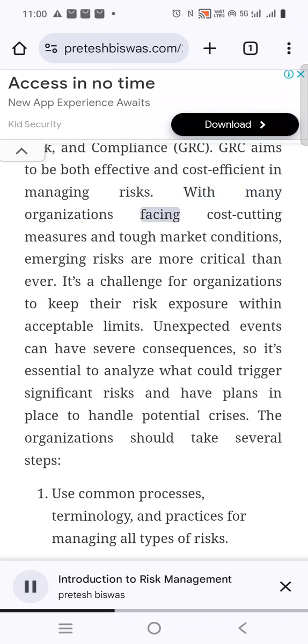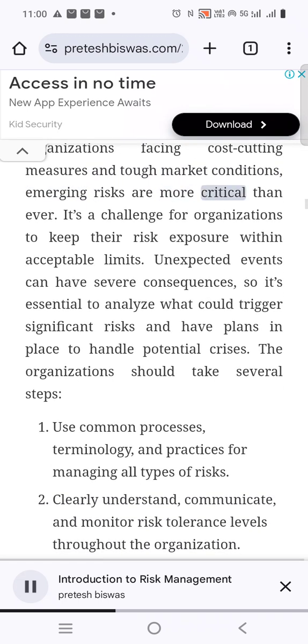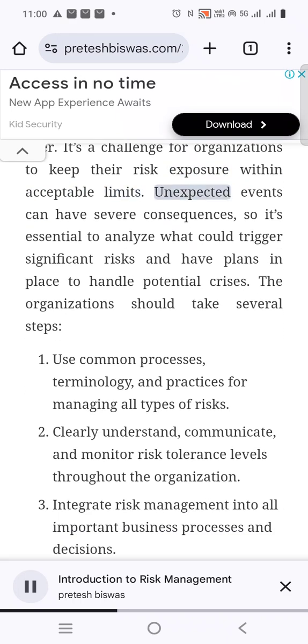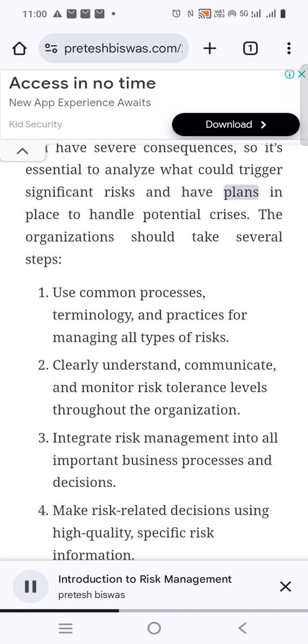With many organizations facing cost-cutting measures and tough market conditions, emerging risks are more critical than ever. It's a challenge for organizations to keep their risk exposure within acceptable limits. Unexpected events can have severe consequences, so it's essential to analyze what could trigger significant risks and have plans in place to handle potential crises.